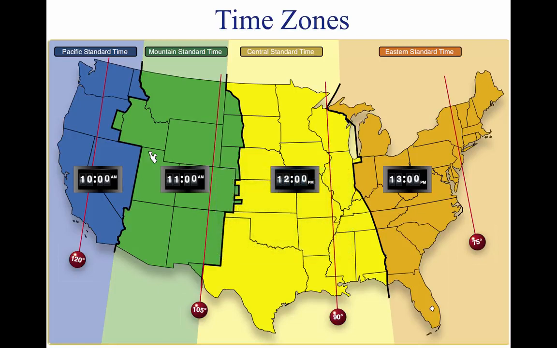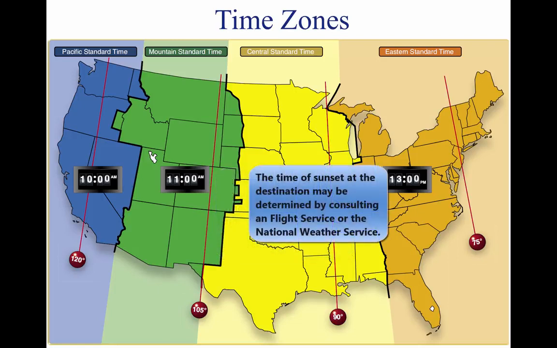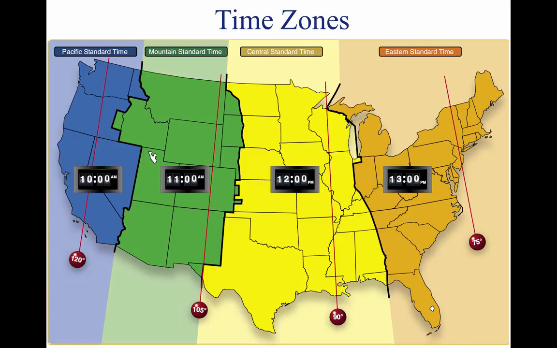Determine the time of sunset at the destination by consulting the flight service stations, AFSS, FSS, or National Weather Service, NWS, and take this into account when planning an eastbound flight.